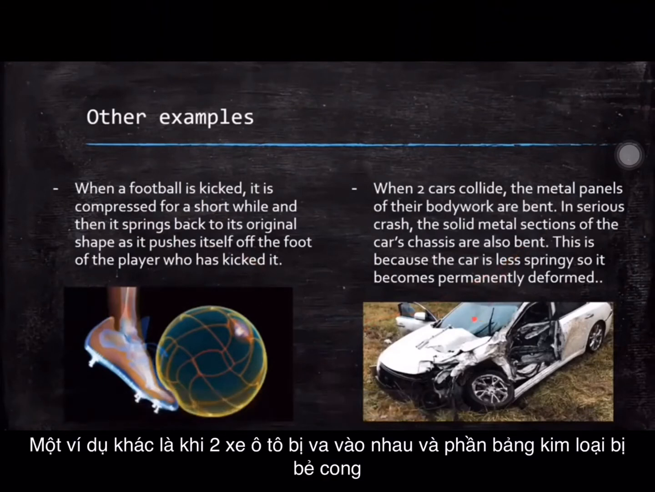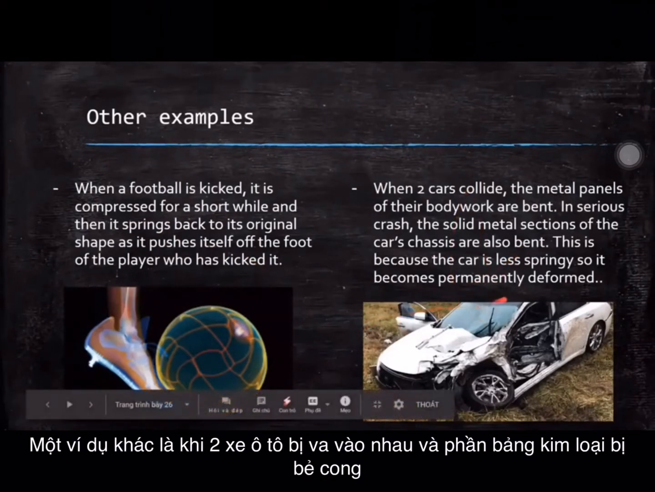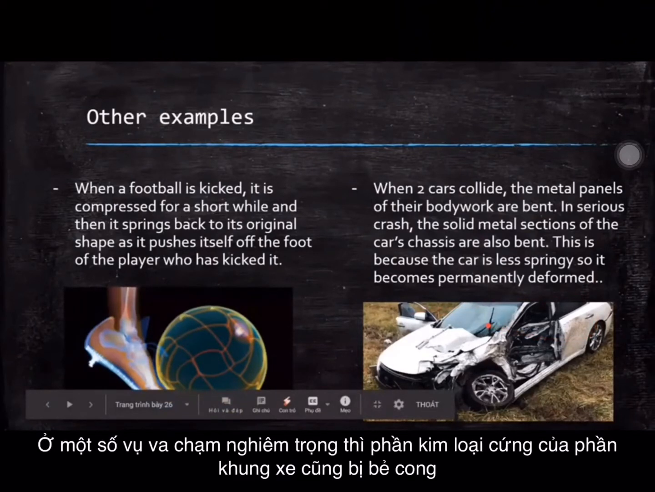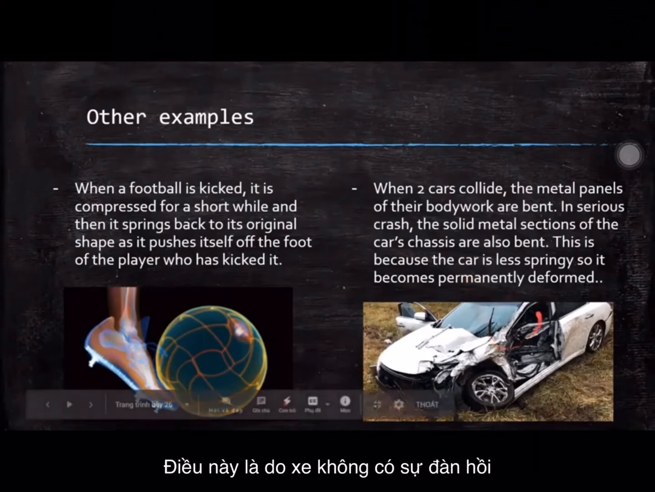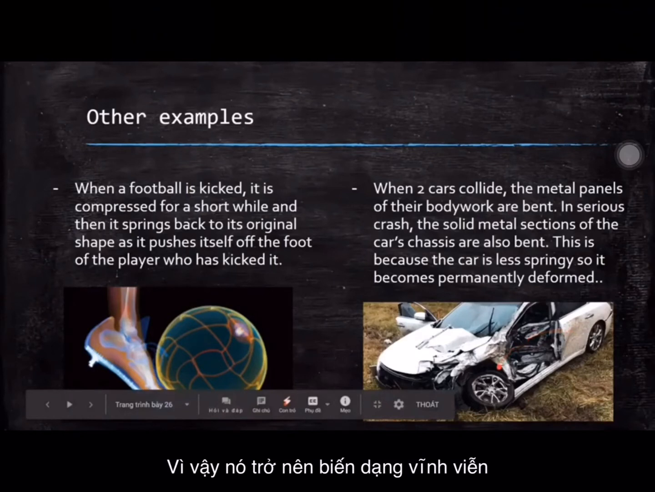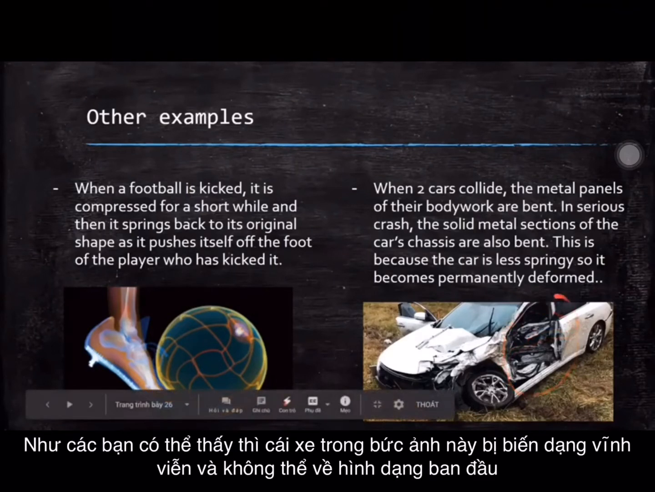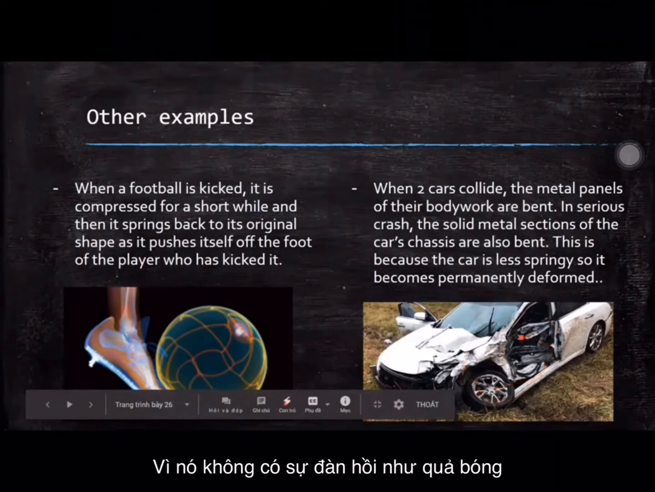Another example is when two cars collide. The metal panels of their bodywork are bent. In some serious car crashes, the solid metal sections of the car's chassis are also bent. This is because the car is less springy, so it becomes permanently deformed. As you can see in this picture, the car is permanently deformed, and it cannot return to its original shape because it is not springy like a football.